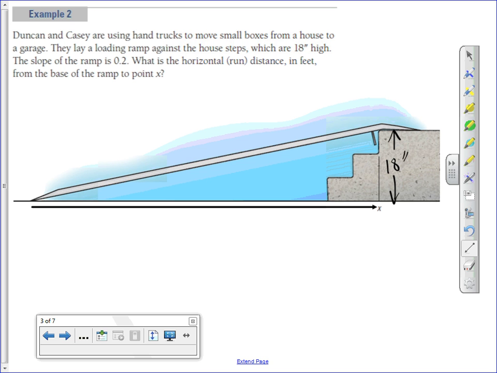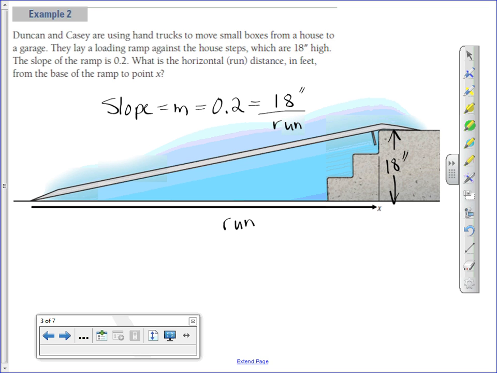We're told that the slope number, which is the letter M, is 0.2, and that equals the rise over run. We already know the rise is 18 inches. The run is what we're looking for, which is this distance right there. So really what we're trying to figure out is what number do we divide 18 by to get an answer of 0.2. The other way that you can look at it is as a percentage: 18 is 20% of what?